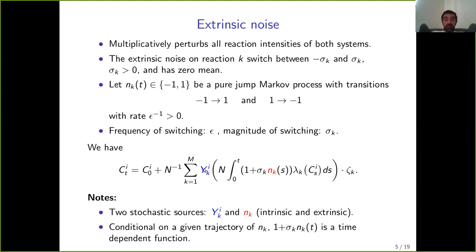The Gaussian noise, which is the intrinsic noise, the natural noise of the system, and also this other one, which is also Gaussian noise, but extrinsic. Okay, so it's the noise that is coming from the environment, essentially.